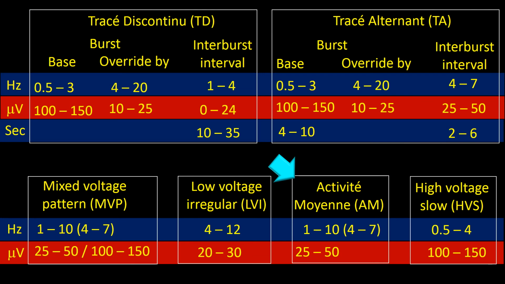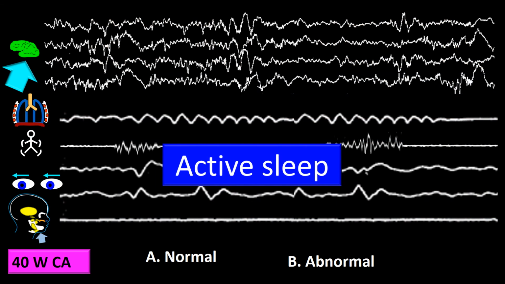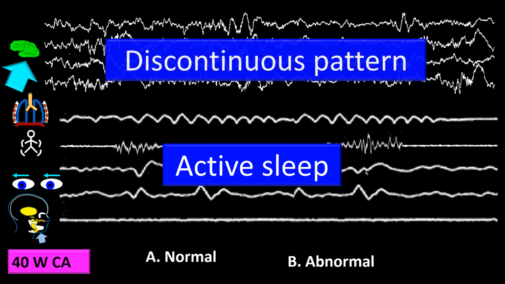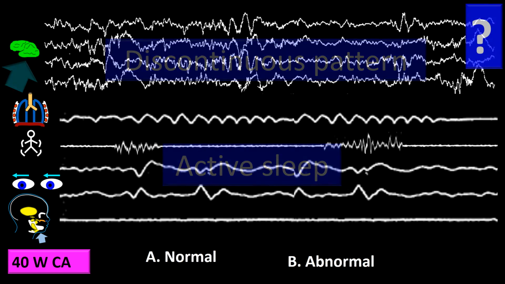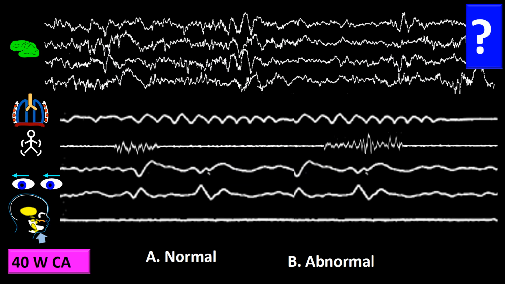Activité majeure is a continuous pattern. Low voltage irregular is also a continuous pattern. The EEG activity in this epoch is a discontinuous pattern. So the answer to this question is B.